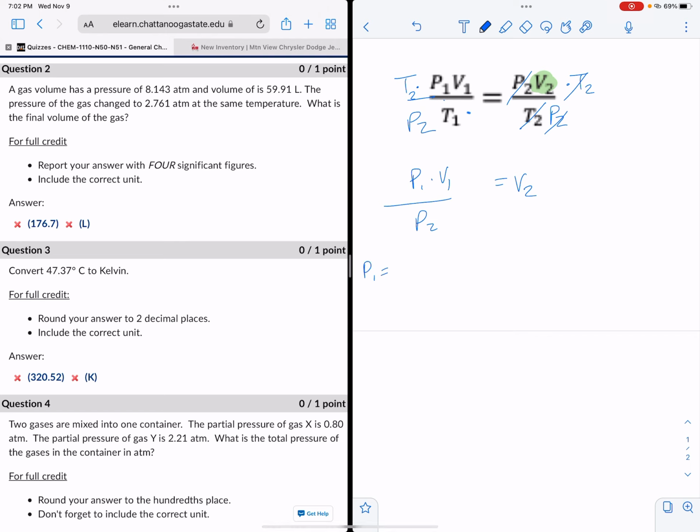So pressure is equal to 8.143 ATM. Volume is equal to 59.91 liters. And P2 is equal to 2.761 ATM. So I'll just plug those in. 8.143 ATM times 59.91 liters over 2.761 ATM. That gives me my volume.